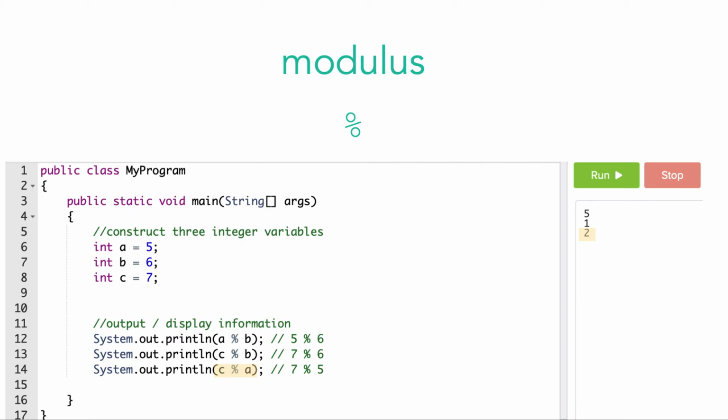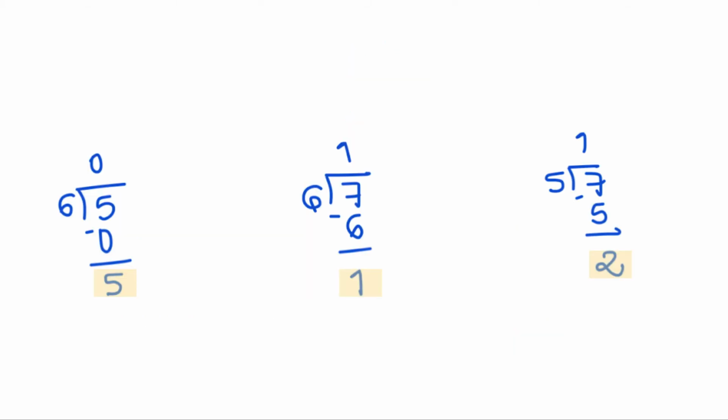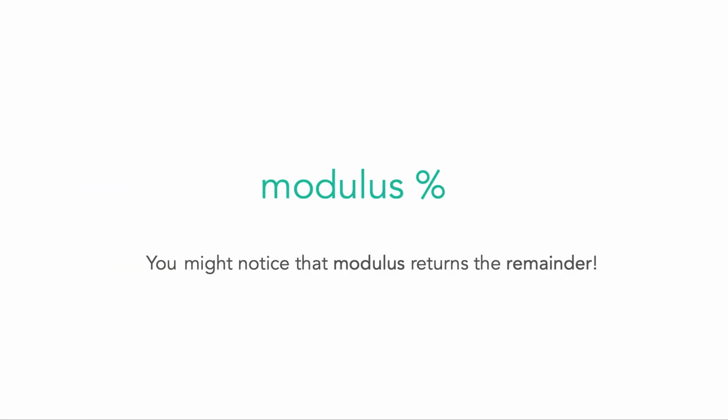What value do you notice modulus returns? Do you see a pattern? Look at it from a written division perspective. You might notice that modulus returns the remainder.